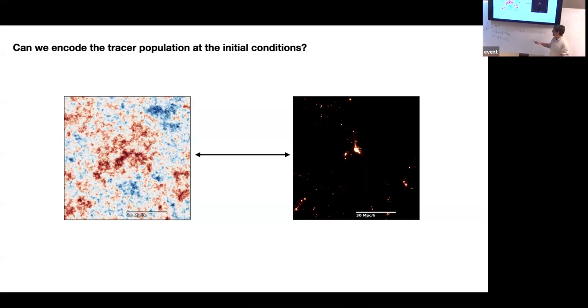Lagrangian bias, exact same thing. You just say, actually, what if at the very initial conditions, my very early on tidal field already contained all of the information that I need to assign labels to this distribution, such that when I let my dynamics play forward and everything move around, I get my halo distribution at the end of the day.